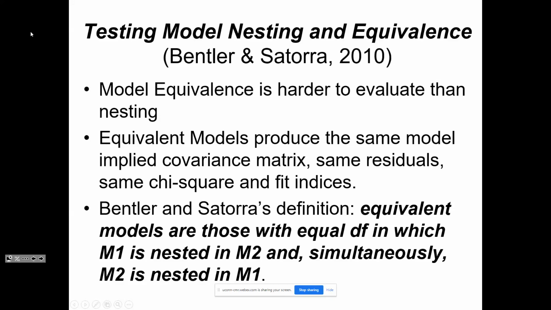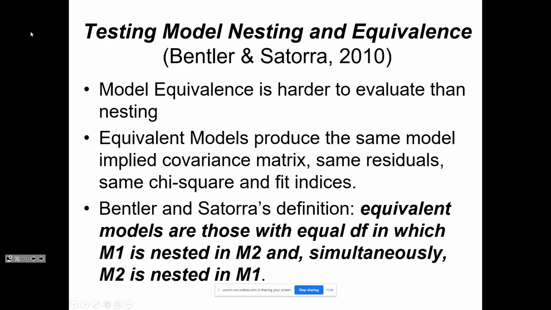We're always going to take the chi-square for the simpler model, subtract out the chi-square for the more complex model, so that we get a positive chi-square, right? And over here, we're always going to take the degrees of freedom for the simpler model minus the degrees of freedom for the more complex model, so we get positive degrees of freedom.